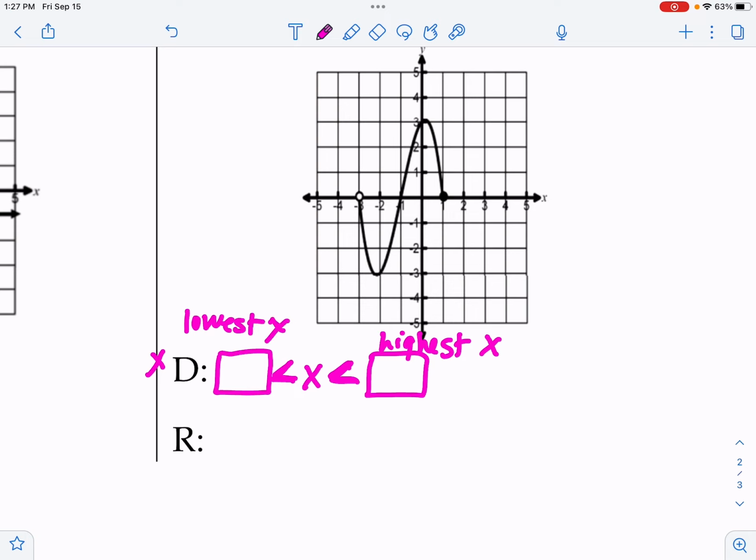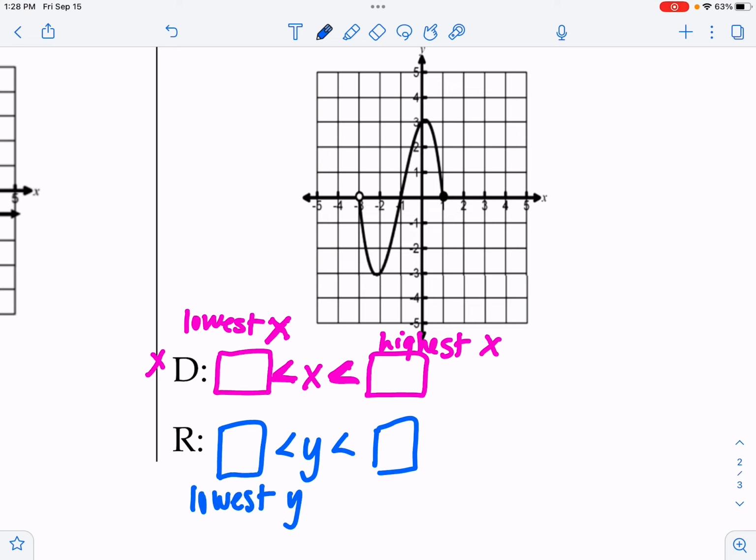Okay, and so some people like these better than the discrete graphs because you don't have to list a bunch, you just list the lowest and the highest. And so for range, it's similar, only you're going to put a y. Alligators eat to the right. And then you're going to put your lowest y and your highest y. And so for me, it's easier to think about putting the function in a box.